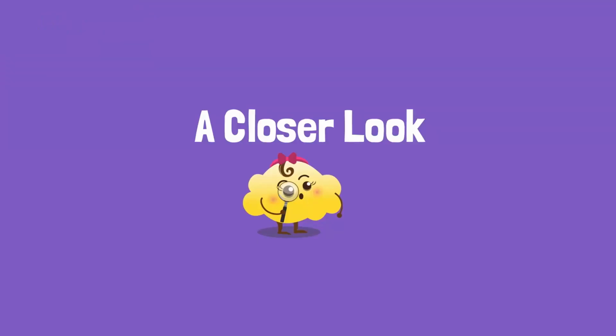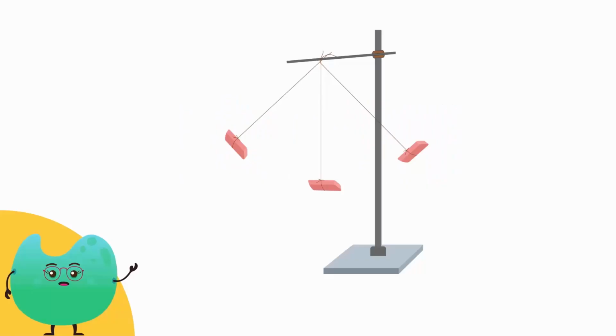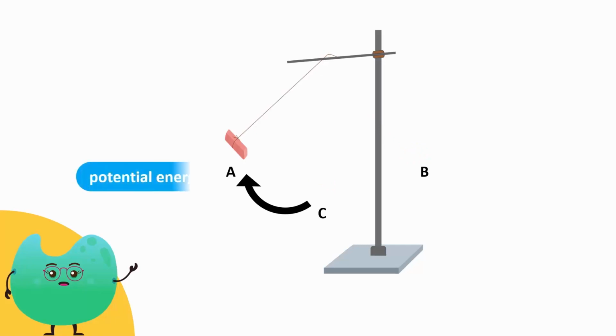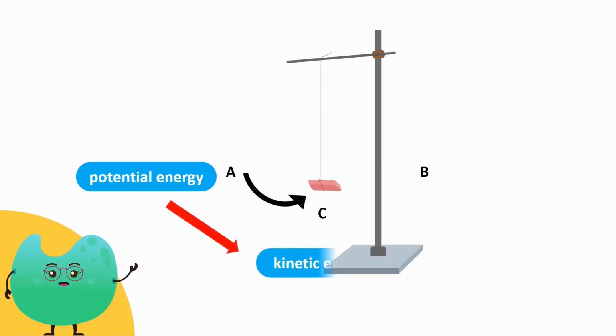Let's have a closer look at what happened in this activity. Let us mark the two extreme ends of the path of the eraser as A and B, and let's name the midpoint as C. In the beginning, when we pull the eraser from C to A, kinetic energy from our hand is converted into potential energy in the eraser. As we release the eraser, it starts moving and the potential energy stored in it changes into kinetic energy.